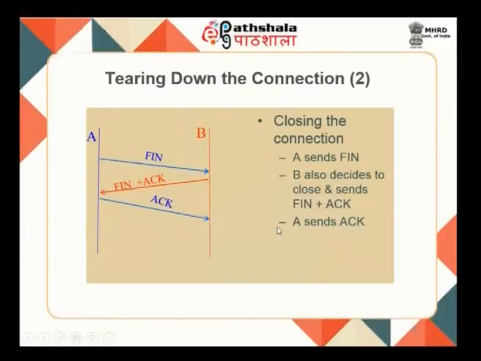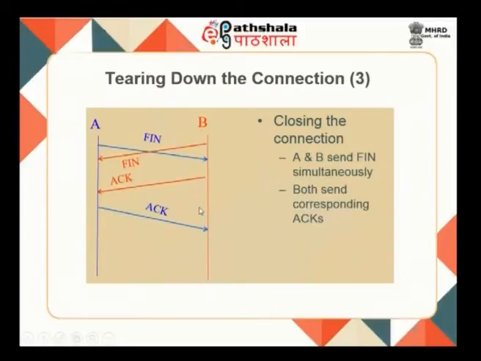Now, B meanwhile, by the time it receives this FIN from A, B also could have decided that it wants to close the connection, which means B also wants to send a FIN to A. So, what it could do is combine both the FIN and the ACK together and send it as a FIN+ACK packet. So, you have a FIN, and in response to that you are sending a FIN+ACK. This acknowledgement acknowledges the FIN that was sent by A, and now you are sending a FIN from B to A. In response to that, A will send its acknowledgement and this will close the connection on both sides. So, this is something that could happen.